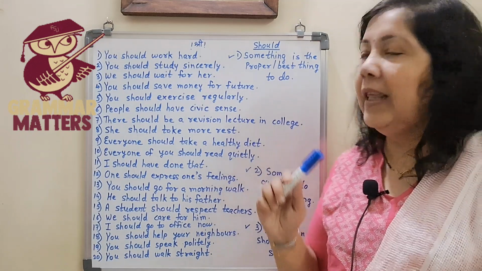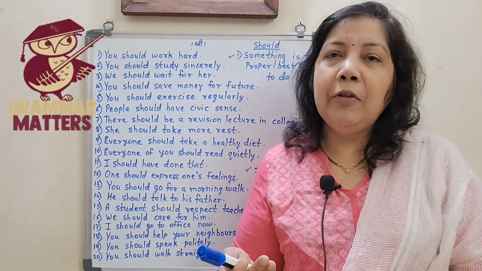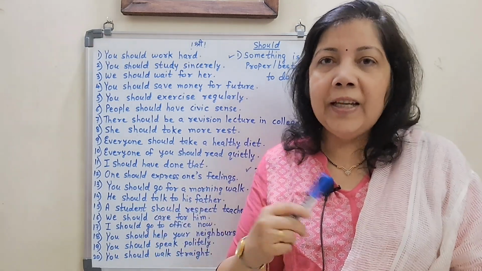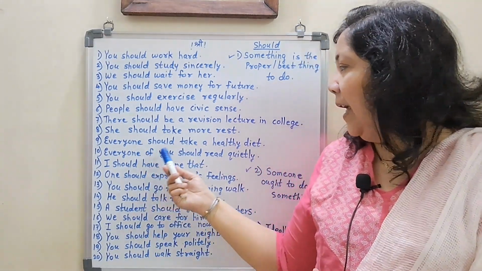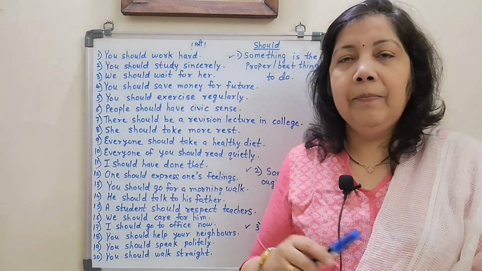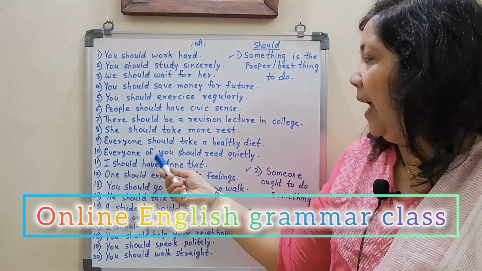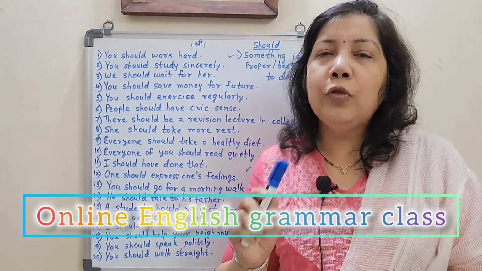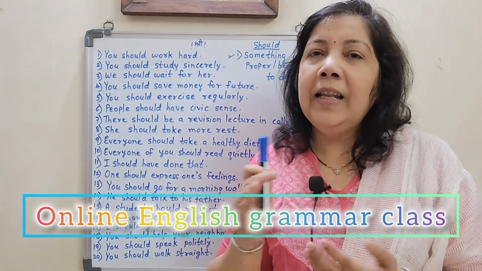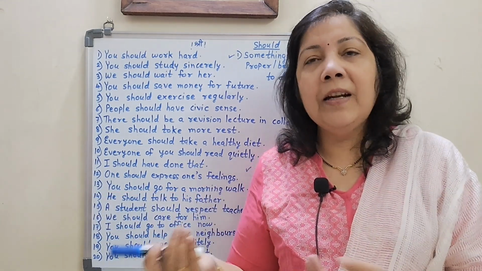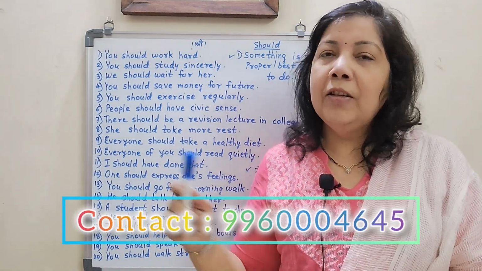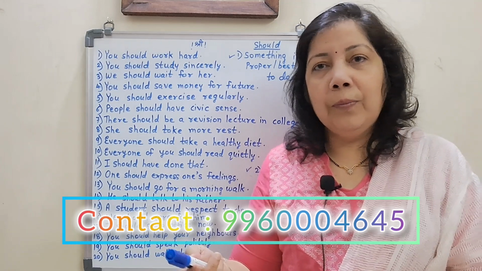Everyone should take a healthy diet. Ideally what is good for everyone? To take a healthy diet. So we say everyone should take a healthy diet. Next sentence, every one of you should read quietly. In a library, what will the librarian tell the students? Everyone should read quietly, don't make noise. So that is the ideal thing to do.